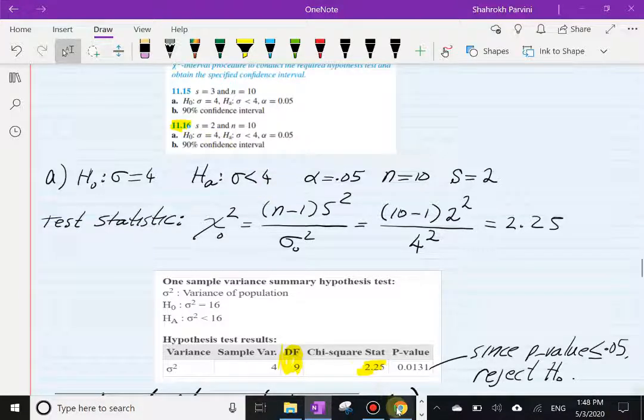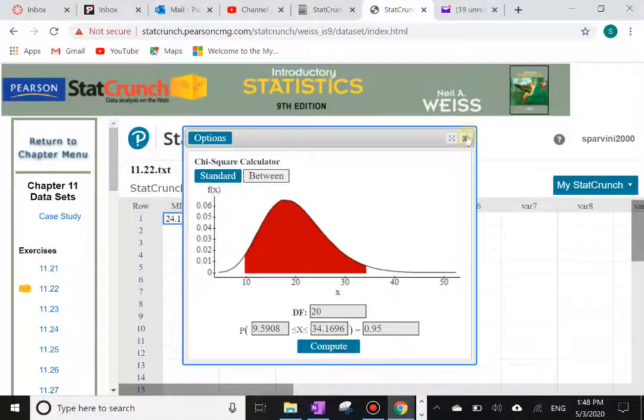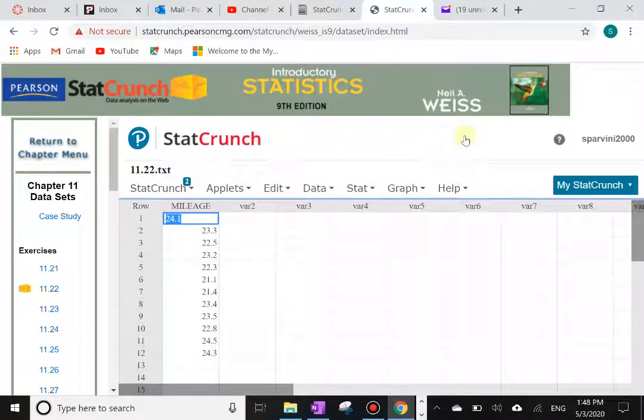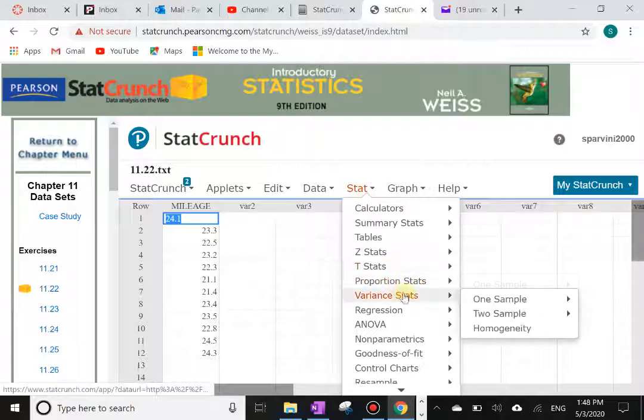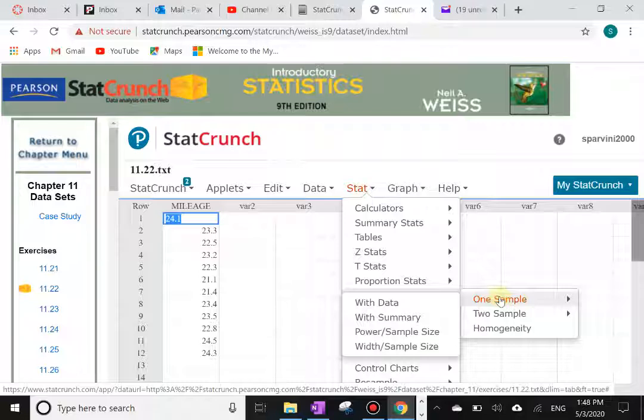So we're going to go to StatCrunch. And here's where we're going to go to a place we haven't gone before. So we go to Stat, and then we go down the list, and you see that the variance, not standard deviation. So we go to Variance Stats, and then we only have one sample. In Chapter 11, Section 2 deals with 2 samples. I just want to do one sample here. So this is all you need from this chapter. Now we're going to go with summary.